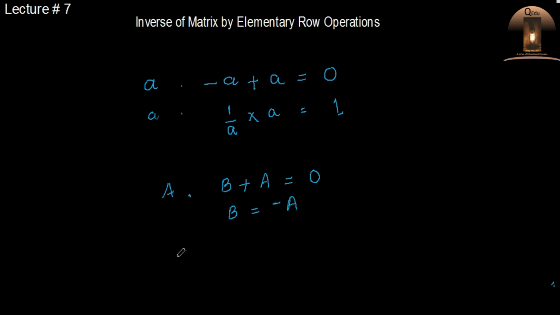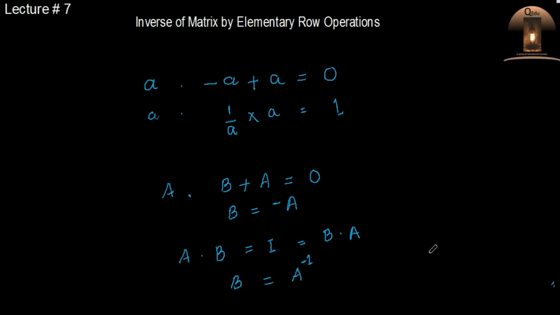Now similarly, what is the multiplicative inverse of the matrix? Suppose that we have a matrix A, and when you multiply this with a matrix B, we get the identity matrix of the same order, or if you write this product in the reverse order, B into A, again we get the identity matrix of the same order. Then we say that B is the multiplicative inverse of the matrix A, and hence we write this as B is equal to A inverse, A power minus 1.